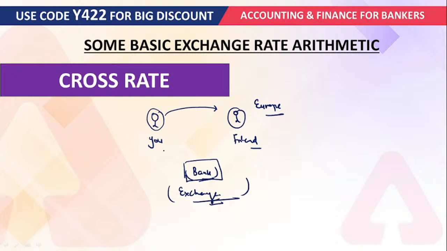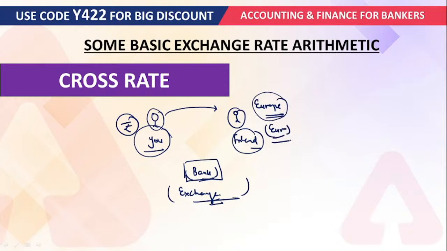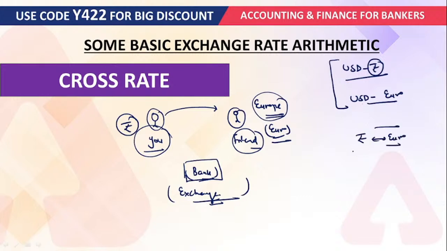Okay. So now what things we have to do? First you have to buy the dollar against the rupees, because your Indian currency is in the rupees and your friend's currency is in the euro. And we have a direct quotation available between the US dollar and the Indian rupees, while we have a direct quotation available between the US dollar and euro. So from that we are going to make a relationship between the rupees and euro. That's it. That is your cross rate method. I hope now it is understandable for everyone.